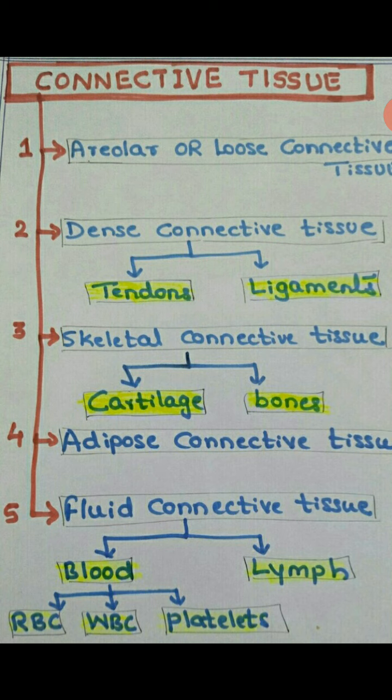First one is areolar or loose connective tissue. Second one is dense connective tissue, it has tendons and ligaments. Third one is skeletal or supportive connective tissue, it has cartilage and bones. Fourth one is adipose connective tissue. Fifth one is fluid connective tissue with blood and lymph. Blood has a fluid matrix called plasma in which RBC, WBC and platelets are suspended. Now, we can study these connective tissues one by one.